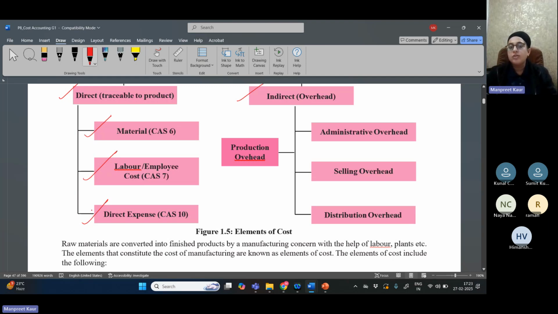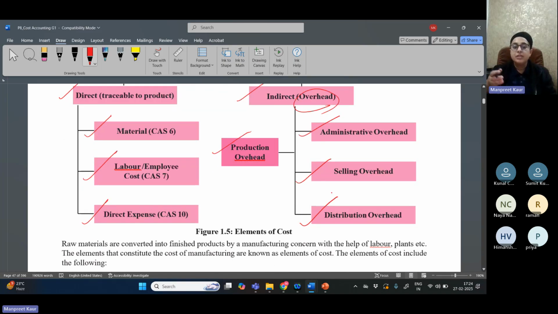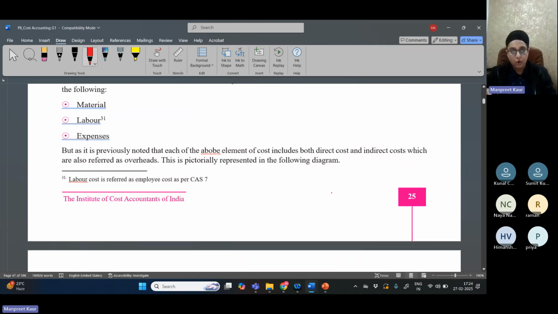What is indirect cost? That is the overheads. Overheads are related to production overhead, admin overhead, selling overhead, and distribution overhead. These are the elements of cost. You can say material is an element, labor is an element, direct expenses is an element of cost.